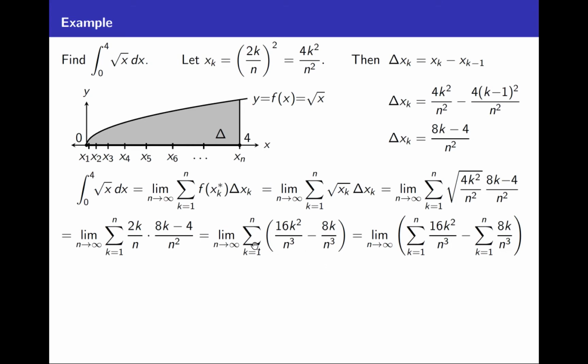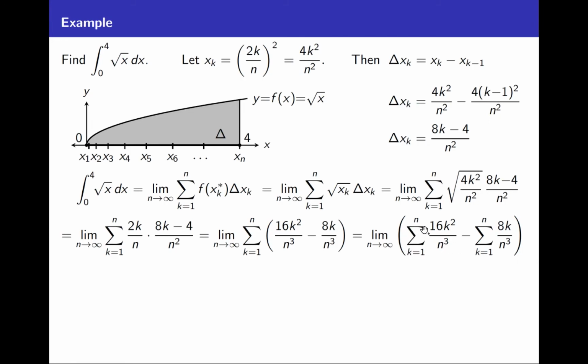The next thing we can do is use one of our sigma properties. The sum from k equals 1 to n of this expression minus that one is the sum from k equals 1 to n of this expression minus the sum from k equals 1 to n of that other expression. So we're breaking this up into two simpler sigmas. Now what can we do next?